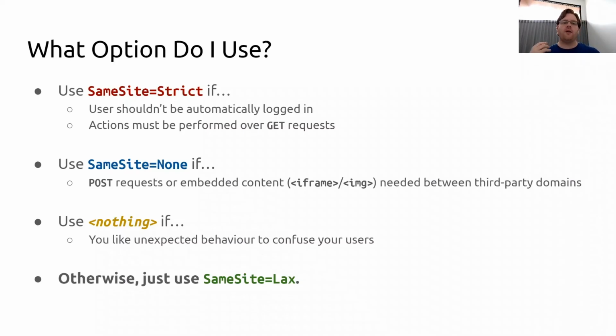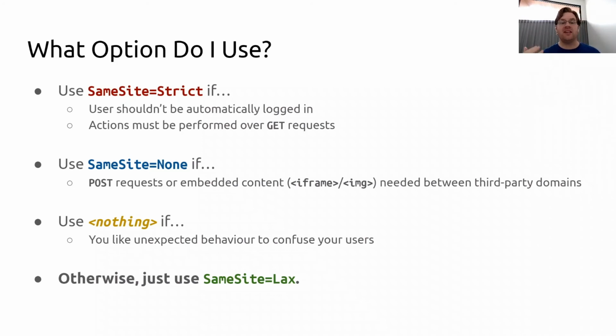So wrapping up, the question is, what option do I use? So use Strict if the users shouldn't be automatically logged in, or you need to perform actions over GET requests, if you need that extra security. So if for some reason your application requires GET requests to perform actions, you either need solid CSRF protection or you need same-site Strict because it will add protection that you need there. But you only need Strict if you need to do this, because Strict locks down, as I said, if users shouldn't be automatically logged in.